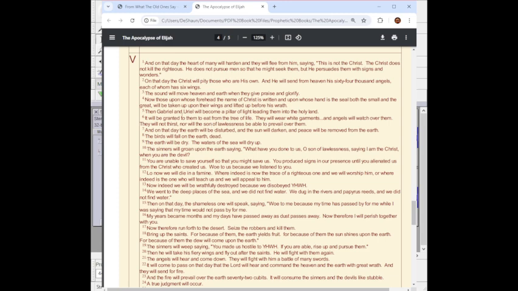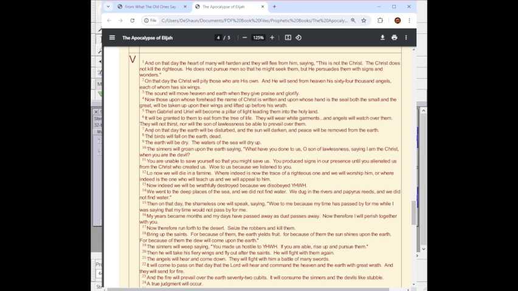We're not going to be here to witness the destroyer of the Gentiles. It will be granted to us to eat from the tree of life. We will wear white garments, and the angels will watch over us. We will not thirst, nor hunger for anything, nor will the son of lawlessness be able to prevail over us. We're going to be set apart.